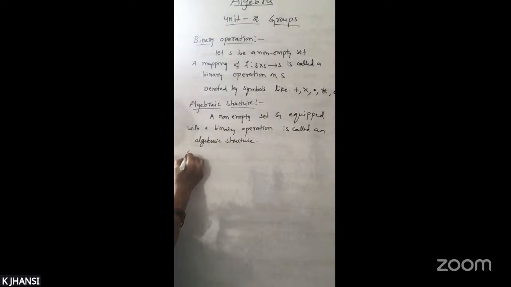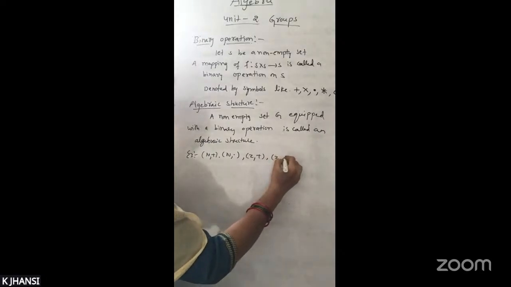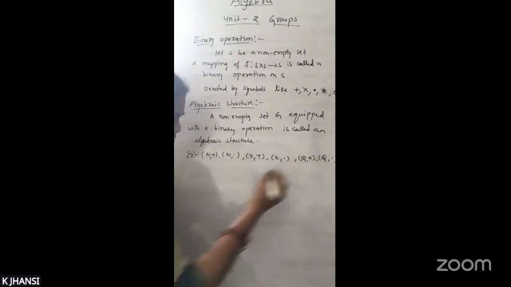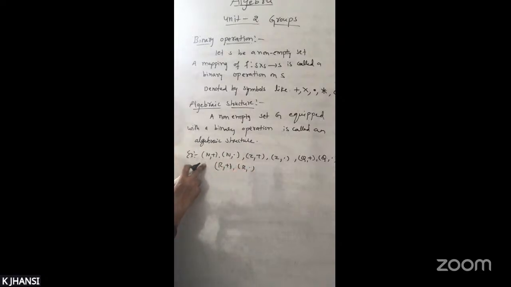Examples we will write like this: N, plus; N, dot; Z, plus; Z, dot; Q, plus; Q, dot; R, plus; R, dot. These are natural numbers, integers, rational numbers, and real numbers. Even complex numbers too: C, plus; C, dot; or Q complement, plus; Q complement, dot, that is the irrational numbers. So representation of any non-empty set with any binary operation is called an algebraic structure or algebraic system.